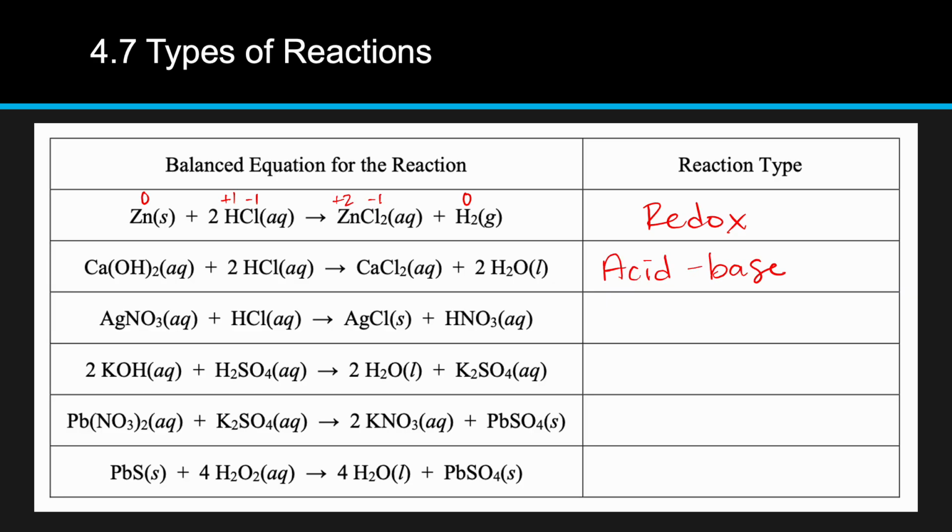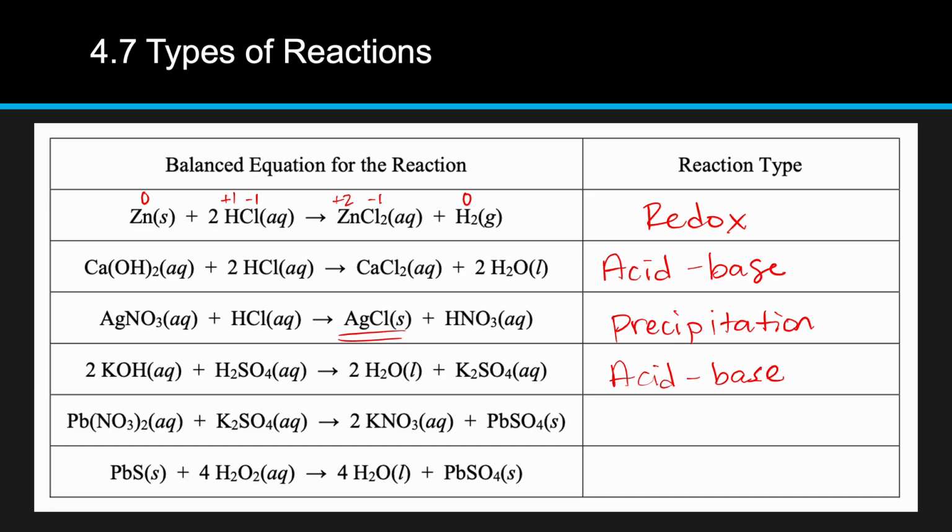In the third reaction, silver nitrate and hydrochloric acid react to form solid silver chloride. That should give you an idea that this is a precipitation reaction because we have two soluble ionic compounds reacting to form a solid, so that's going to be a precipitation reaction. The fourth reaction also shows an acid reacting with a base to form water and a soluble ionic salt, so that's going to be another acid-base.